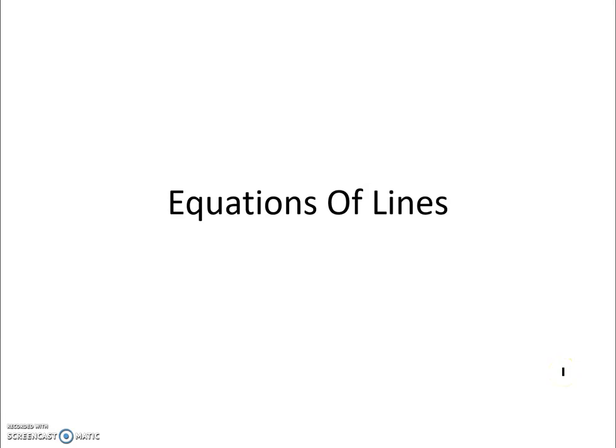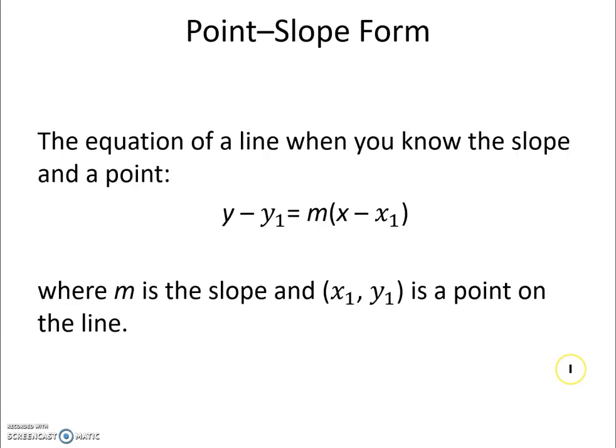Today we're going to be looking at equations of lines. We first start out with the point-slope form. The equation of a line, when you know the slope and a point, is given as y minus y1 equals m times the quantity x minus x1, where m is the slope and x1, y1 is a point on the line.